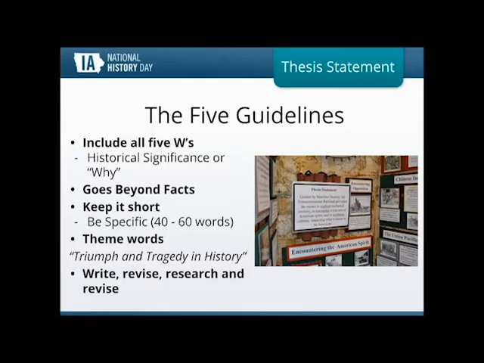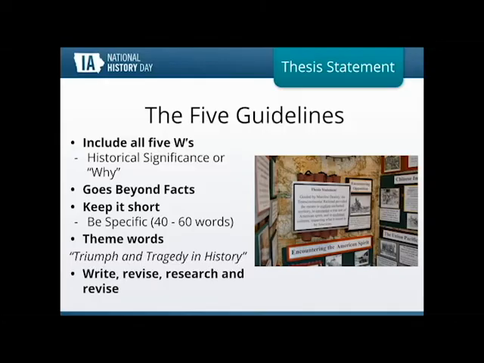Write, revise, research, and revise. Students should not use the first draft of their thesis statement, but should instead revise based on feedback, go over their research or conduct new research to make sure the thesis statement is accurate, and then revise once more. Just like when you're building your project, you're not going to be using your very first draft. You're probably going to be writing 10 to 20 different thesis statements over the time of your research. This is something that continues to build, it continues to be strengthened.